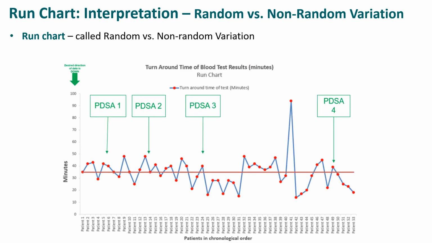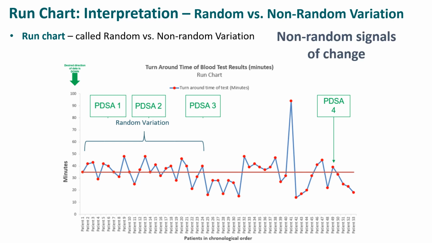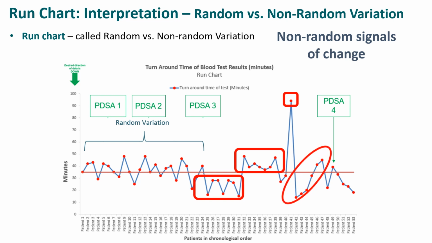When we look at the data in the entire chart, we can see at the start we've got random variation. Then we have some interesting non-random signals of change. We have here a shift, which is some data points below the center line or the median line, a shift of data above the median line, an outlier or an astronomical data point, a trend going up, and a trend going down. So these are non-random signals of change.